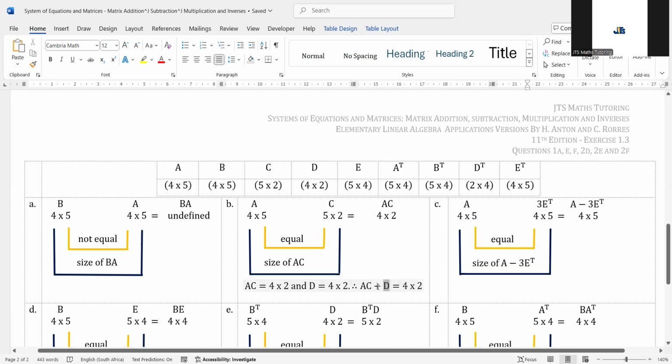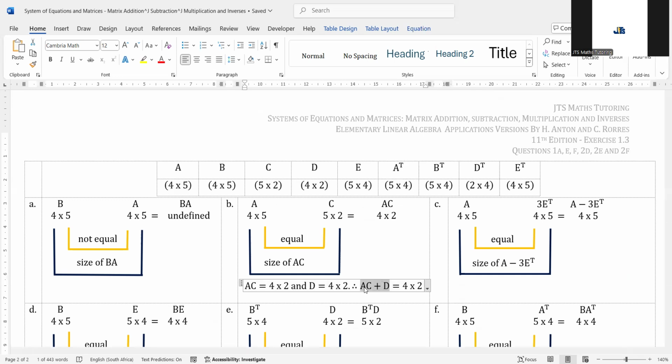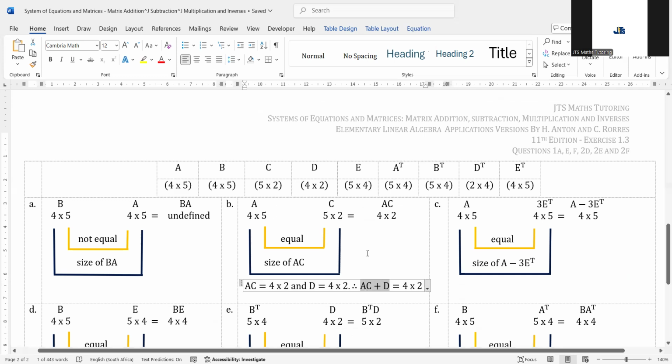Then the second question, with this one, which I'm highlighting right here, they want us to find if AC plus D is defined. So the first thing is for me to get AC. A is a 4x5, C is a 5x2. I can see that the number of columns in A is equal to the number of rows in C. So AC is defined, and the resulting matrix is going to be a 4x2.